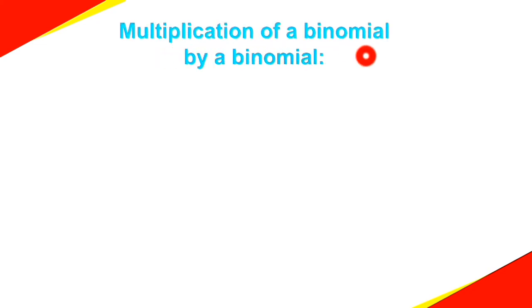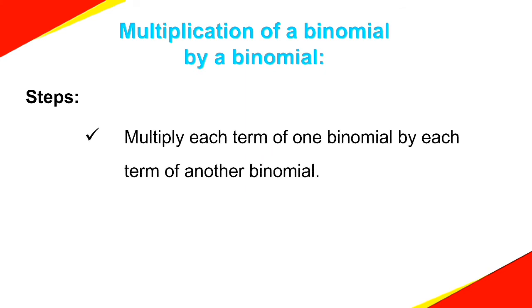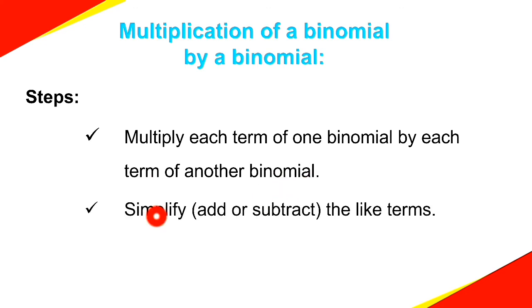Multiplication of a binomial by a binomial. Step 1: Multiply each term of one binomial by each term of another binomial. Step 2: Simplify by adding or subtracting the like terms.